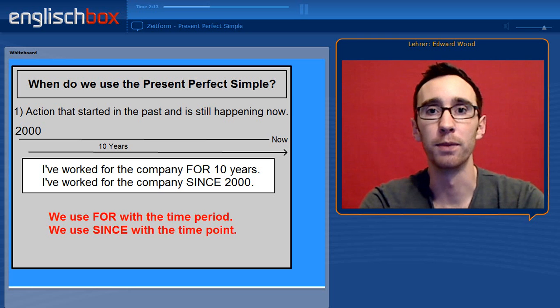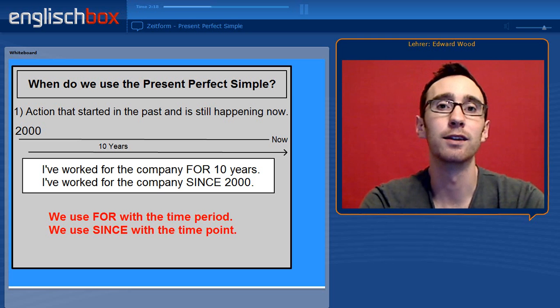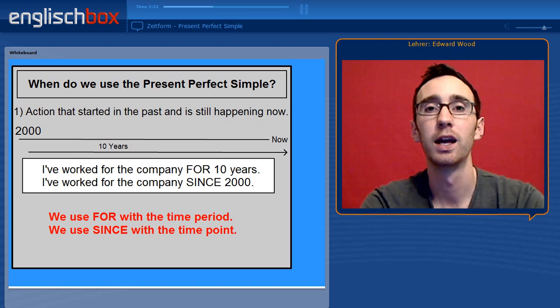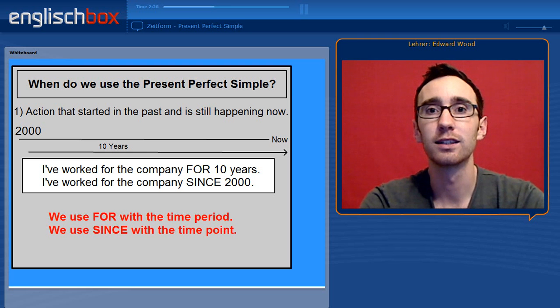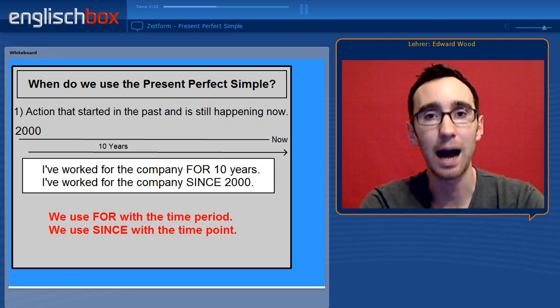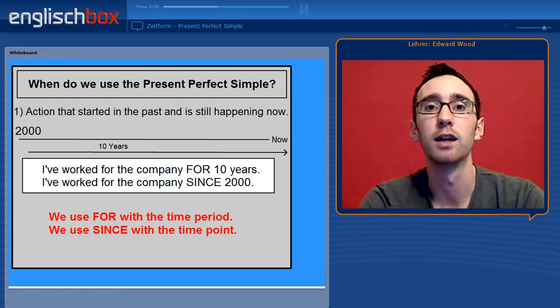So moving on from the structure of the sentence, let's look now at the use of the present perfect simple. The first use is for an action that started in the past and has continued to the present and is still happening in the present and will probably continue in the future as well.